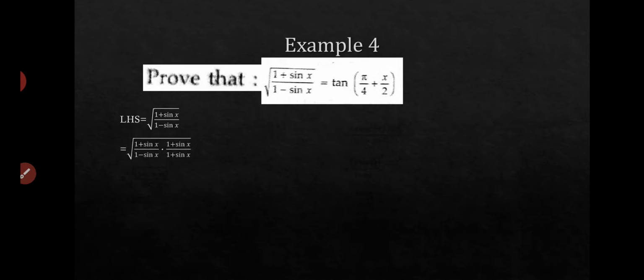So we have 1 plus sine x multiplied both in the numerator and denominator. So from here I have 1 plus sine x whole square, and 1 minus sine x into 1 plus sine x is 1 minus sine square x, that is cos square x. If you bring everything out, I have 1 plus sine x by cos x. Fine. Now the trick.